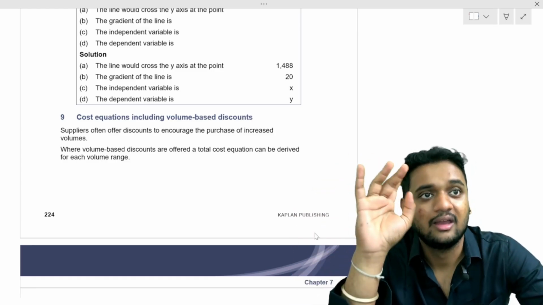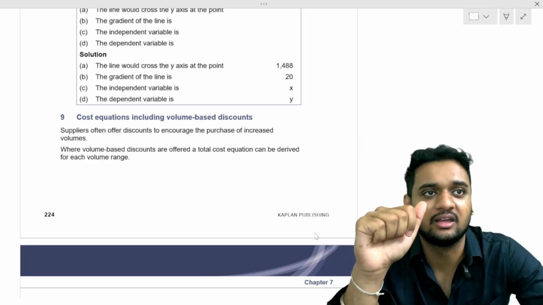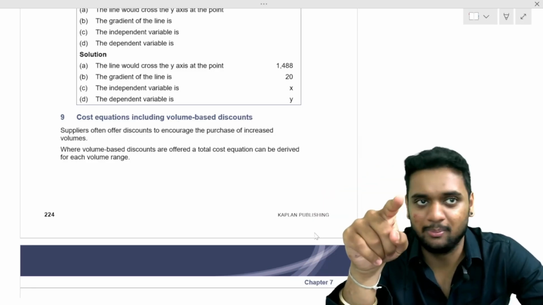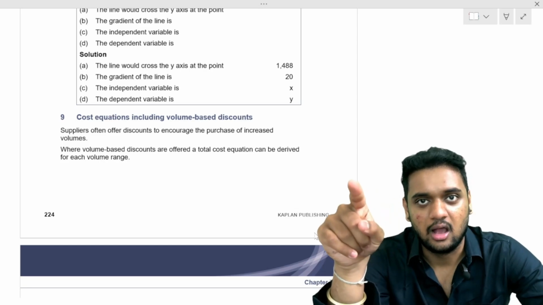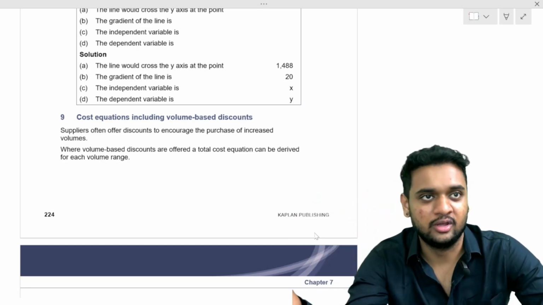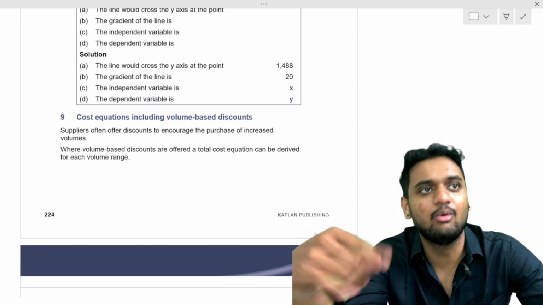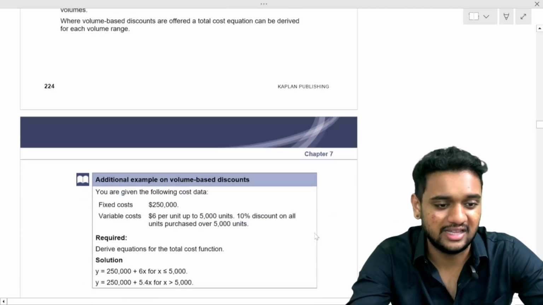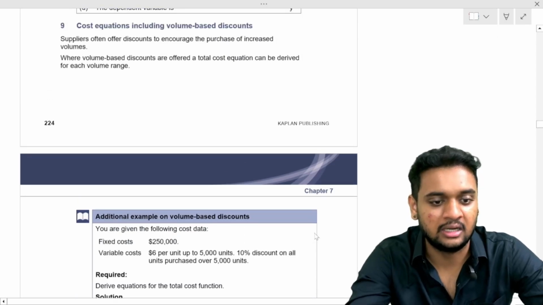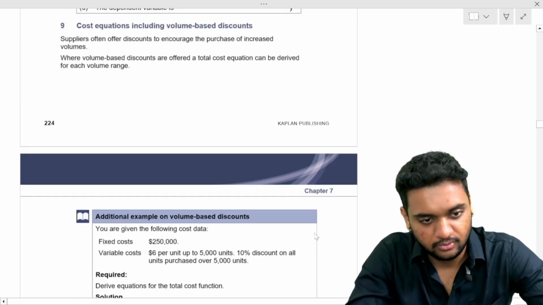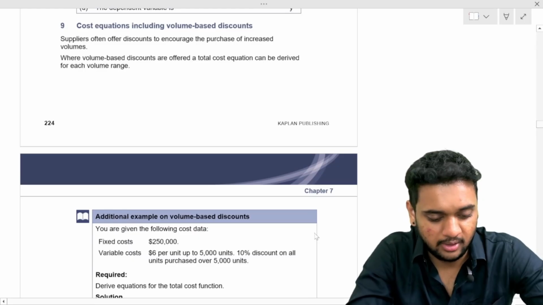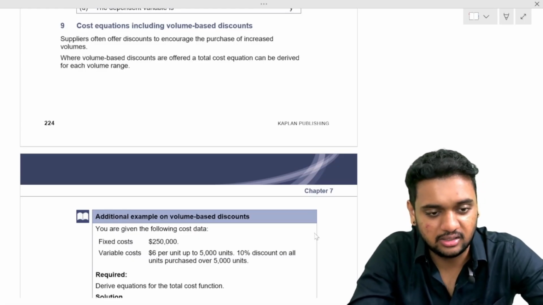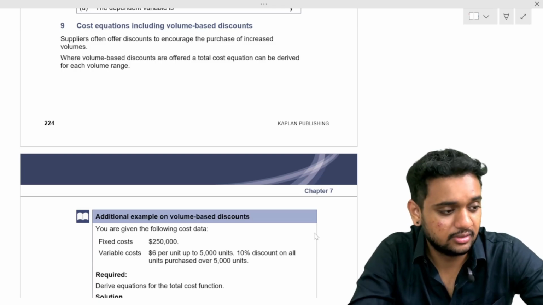Some cases they will give, if we sell more than 1,000 units, we will get 5% discount. We have to find two equations. What are the two equations, sir? Nothing. Y is equal to A plus BX up to 1,000 units, and Y is equal to A plus BX more than 1,000 units. Come below, additional example. Don't see the answer, try to figure out the two equations.